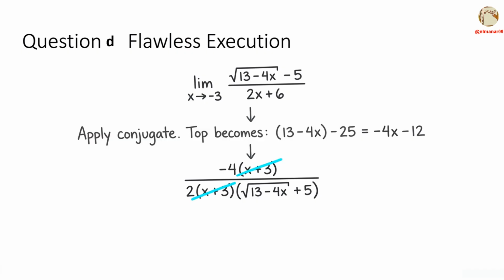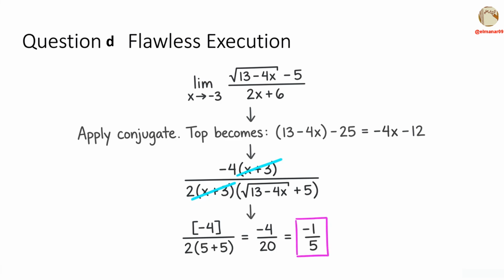Cancel the x plus 3 troublemakers. We are left with negative 4 divided by 2 times the square root of 13 minus 4 times negative 3 plus 5, which is negative 4 divided by 2 times 5 plus 5. This equals negative 4 divided by 20. Final simplified answer, negative 1/5.